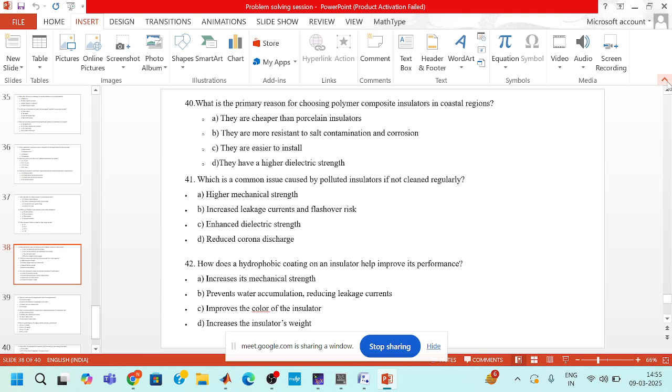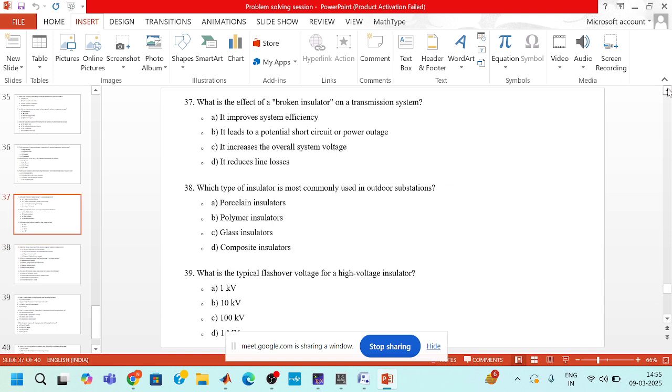Now the next question is, what is the typical flashover voltage for a high voltage insulator? Options are 1 kilovolt, 10 kilovolt, 100 kilovolt, 1 megavolt.